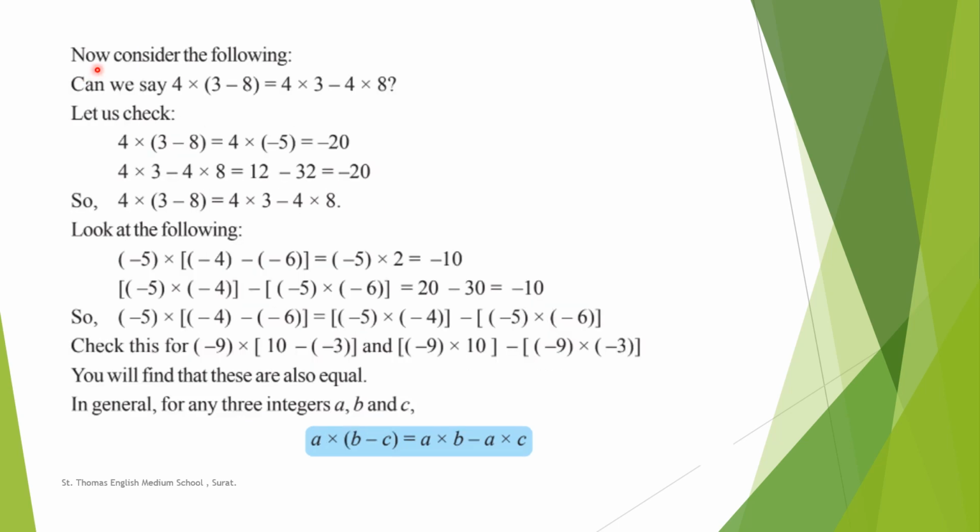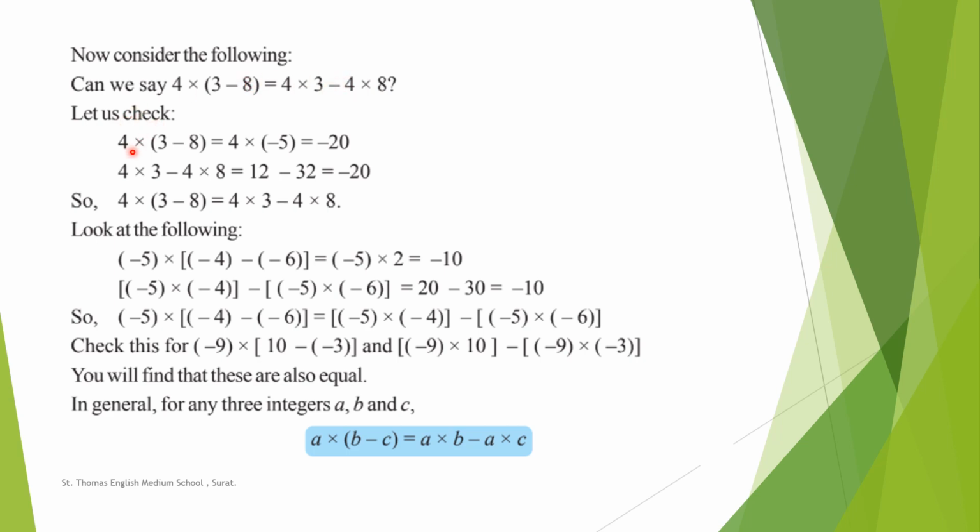In the case of subtraction, what will happen? Now consider the following. Can we say 4 multiplied by (3 minus 8) is the same as 4 multiplied by 3 minus 4 multiplied by 8, where the middle sign is minus? So let's check whether both answers are the same or not.